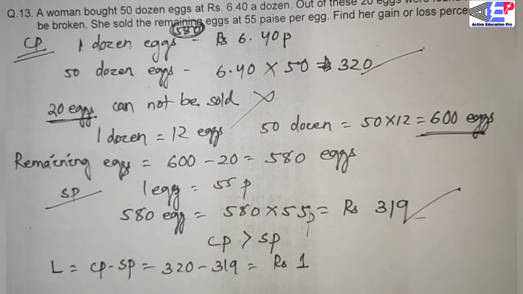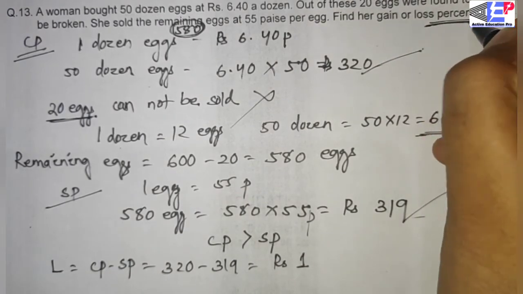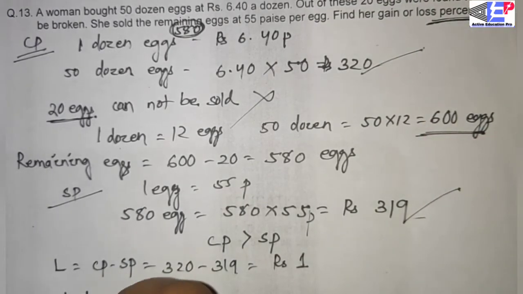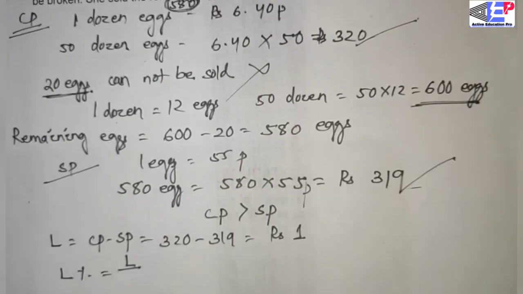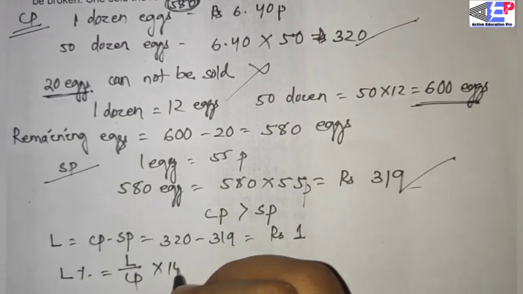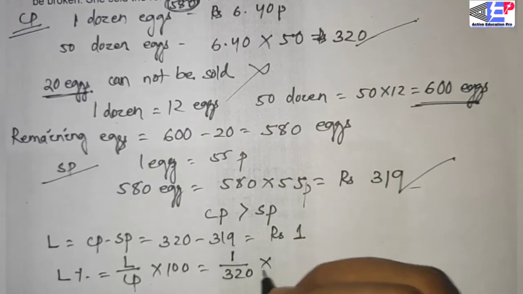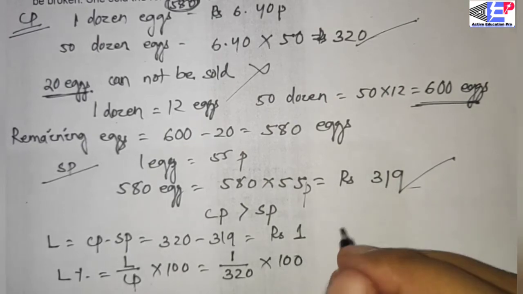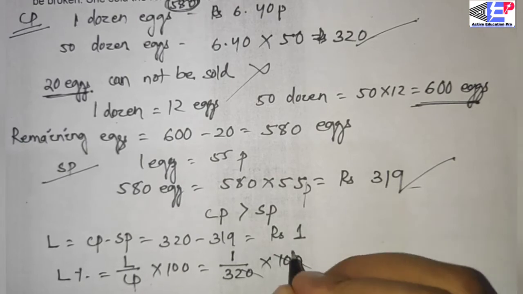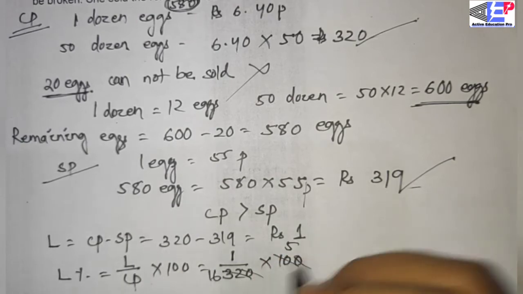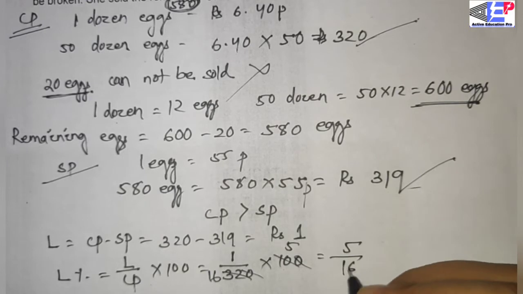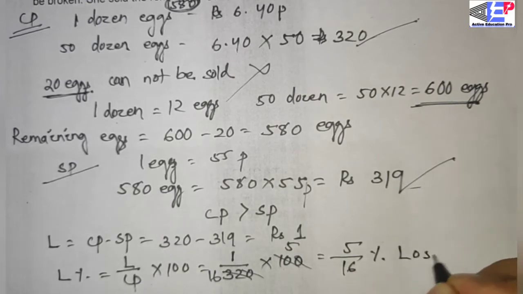And then find out the percentage, because the question was to find the percentage. So loss percentage will be loss upon CP into 100, which is equal to 1 upon 320 into 100. The zeros are cancelled, then divided by 20. This is 5 and this is 16. So this is 5 by 16 percent loss.